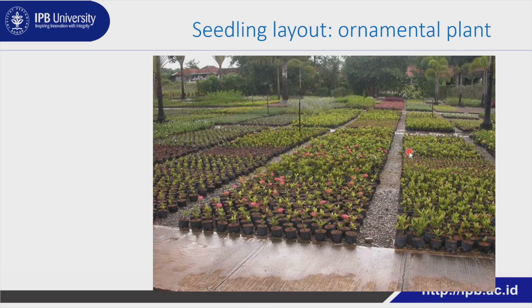And it would also be good if we can make a good layout or setting for our plants. It's not only for ornamental plants. Actually, we can also put our plants in a good order, such as making good layers. The back will be filled by the higher plants, and in front we put the smaller plants, and if we can make a good layout, then it will also be beneficial for your nursery.